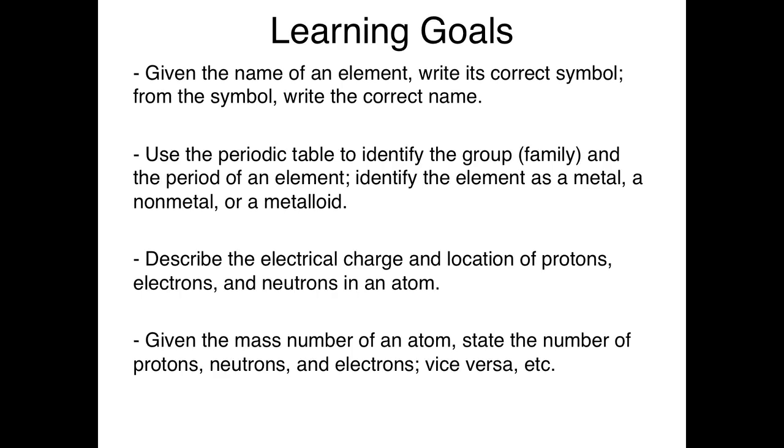So by the end of today's lecture, you should be able to do the following things. You should be able to, given the name of an element, write its correct symbol, and vice versa. You should be able to use the periodic table to identify the group and the period of an element, and identify the element as a metal, a nonmetal, or a metalloid. You should be able to describe the electrical charge and locations of the subatomic particles. And given the mass number of an atom, state the number of subatomic particles it has.